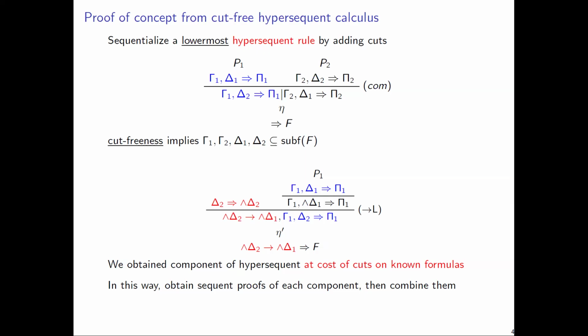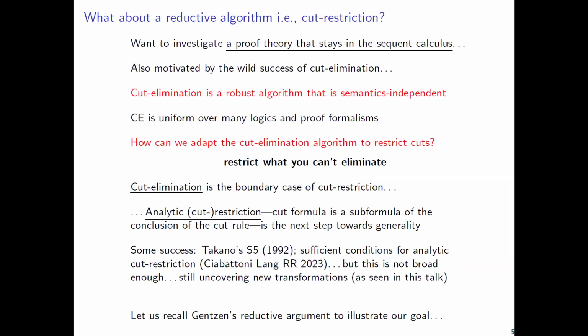And this really does extend to all the infinitely many hypersequence calculi that capture these infinitely many logics. So we already have a recipe. Now, what about a reductive algorithm? That's the thing that I want to talk about. What I really want is, you give me a proof, and I want to say that I know how to permute the cuts upwards and eliminate these, or simplify the cuts when I cannot eliminate them.